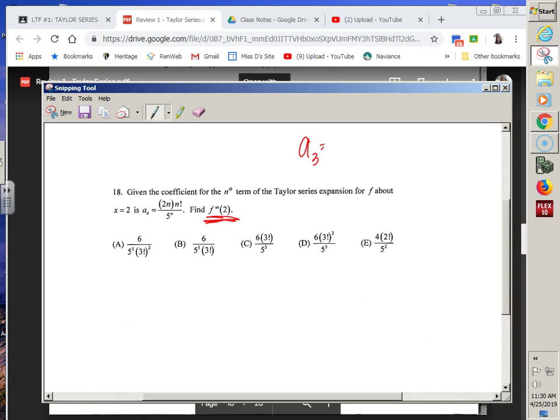Yeah. So I can find the third term. Is that an n? Or no, it's just a triple prime. Oh, and the nth term. Yeah, but it's the third term. Wait, hold on. The nth term.